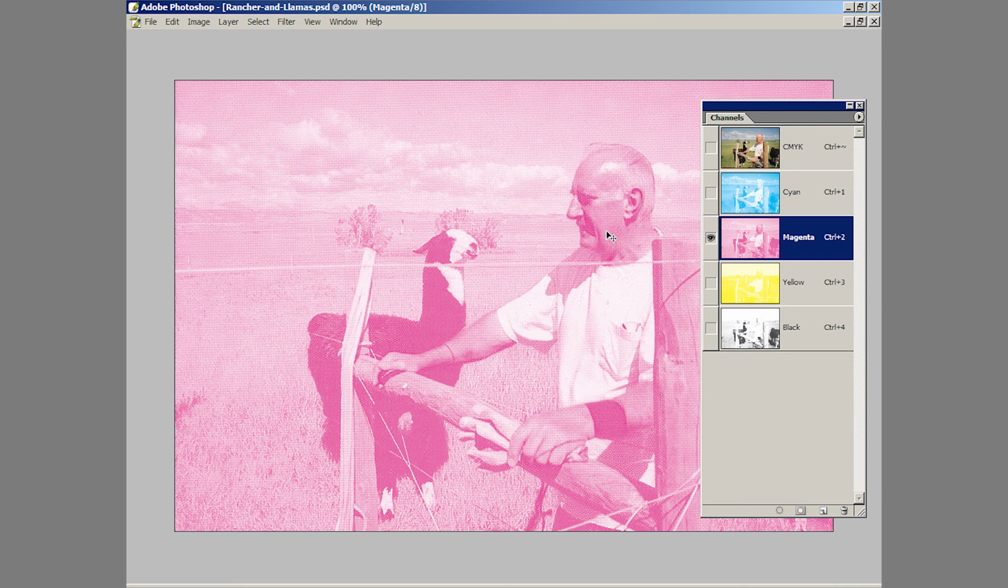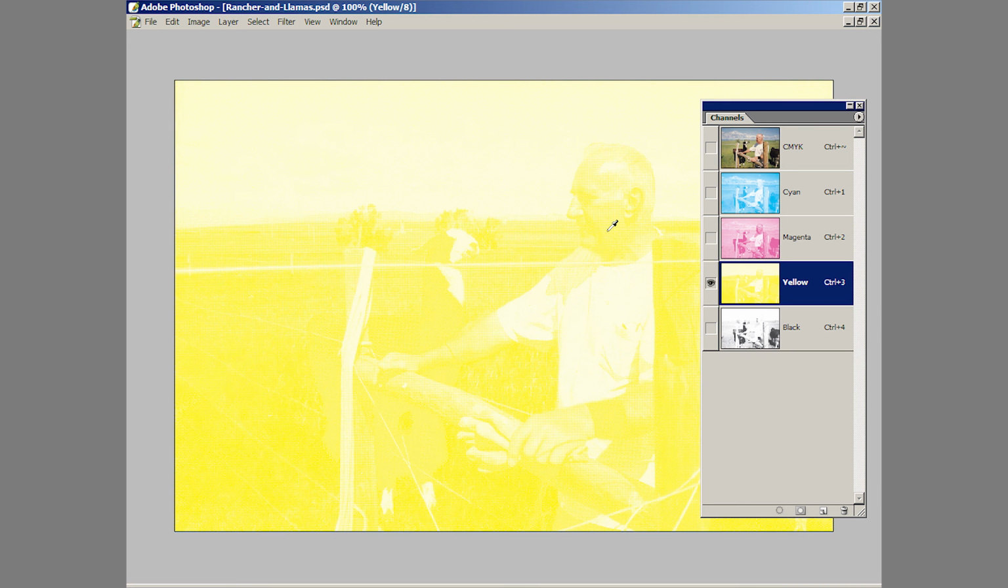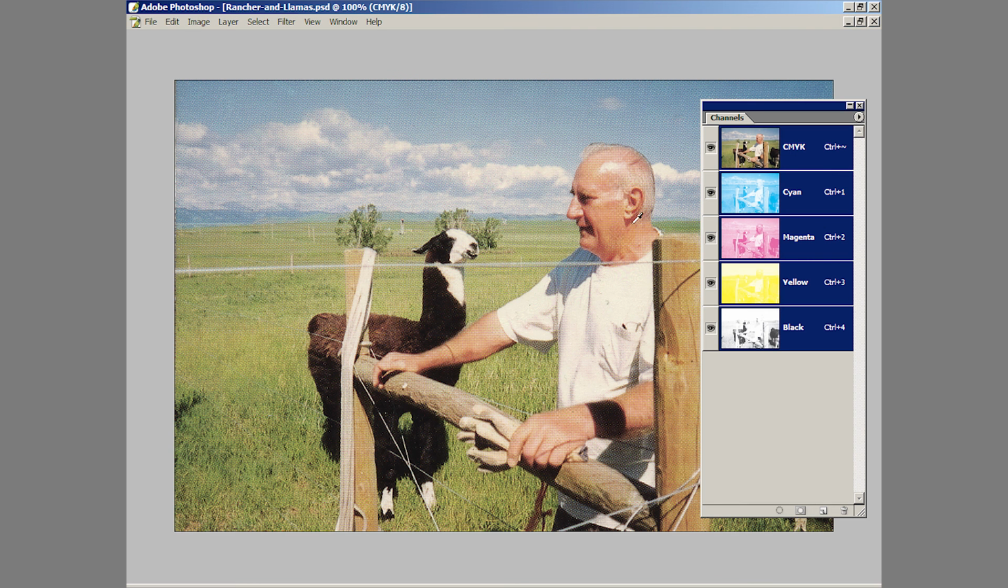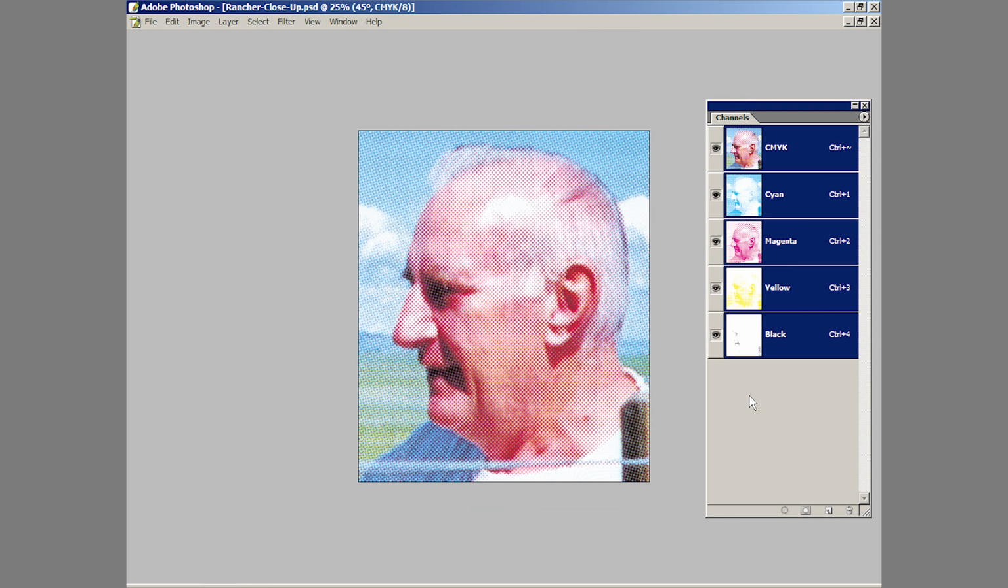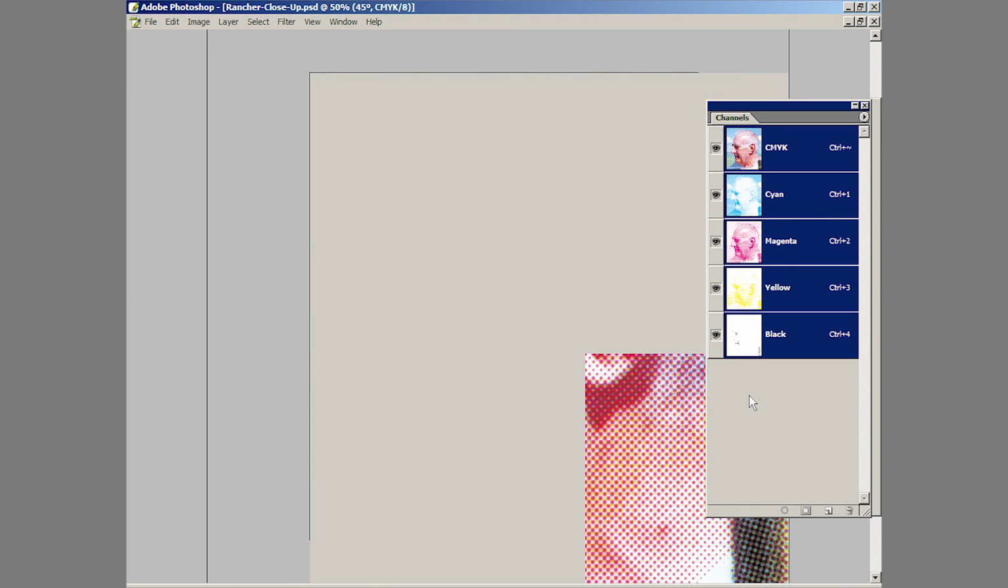Likewise, when I select the yellow channel, we see a rich color component over the face. There will be a large contribution of yellow ink in this area when the photo is printed. Let's take a much closer look at the rancher's face. This is a highly magnified section of our photograph showing only the rancher's face. We can easily see the screened pattern at this magnification. Let's move in even closer.